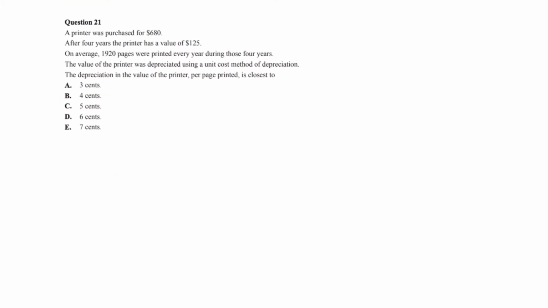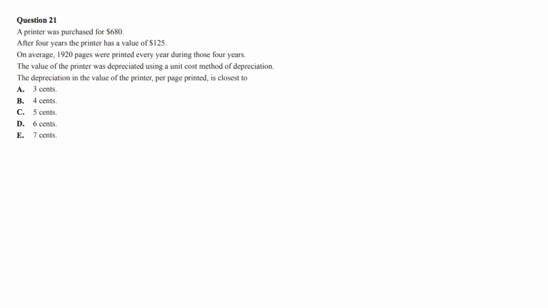In question 21, we are told that the printer was purchased for $680, and after 4 years, the printer has a value of $125. On average, 1,920 pages were printed every year during those 4 years. The value of the printer was depreciated using a unit cost method of depreciation. The question is asking for the depreciation in value of the printer per page printed.